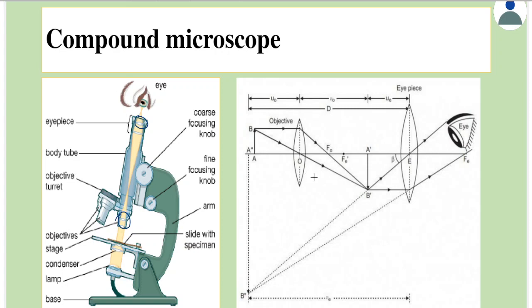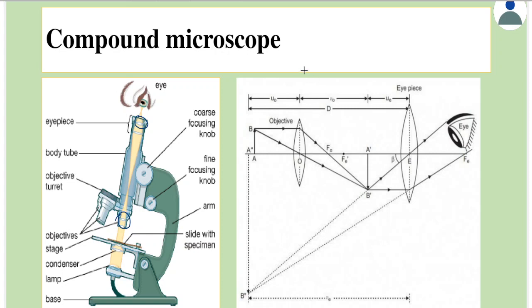We use two lenses here because we saw that in case of a simple microscope, the magnification was not very high. That is, the magnification had a limited range. So if you want to magnify the objects to a greater degree, then we use two lenses.